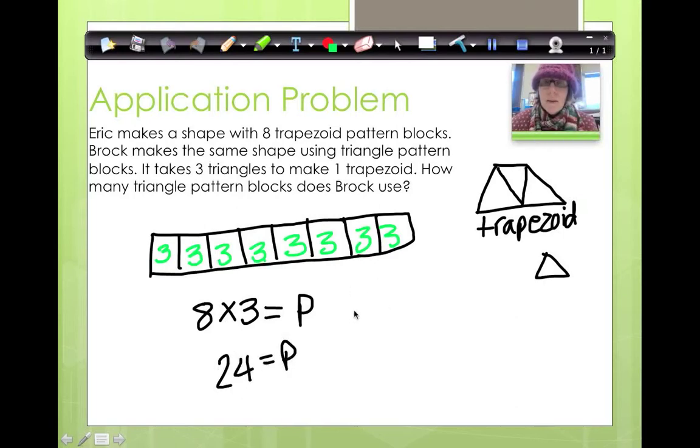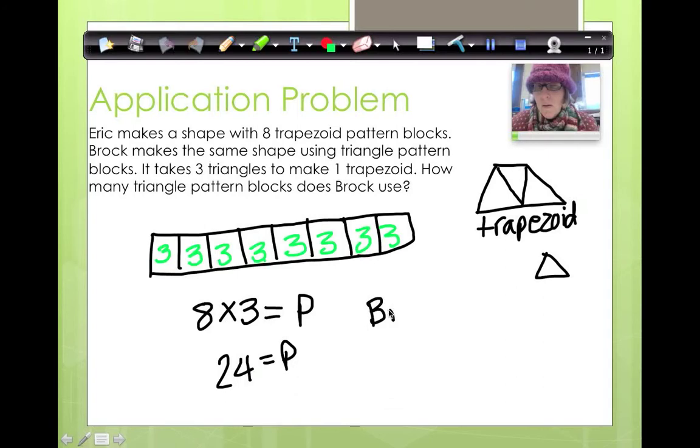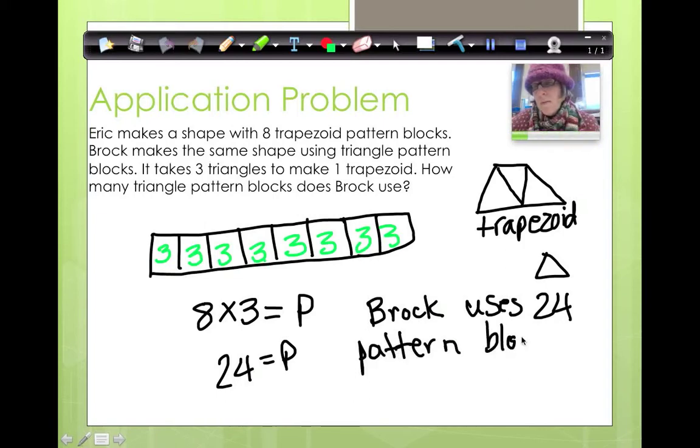I have not written my statement. I would like to say Brock uses 24 pattern blocks to make the shape. If I don't know how to spell Brock, I just look right here.